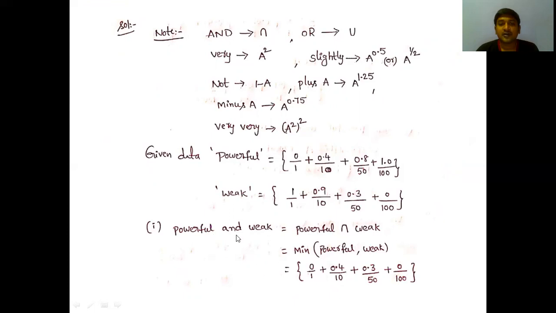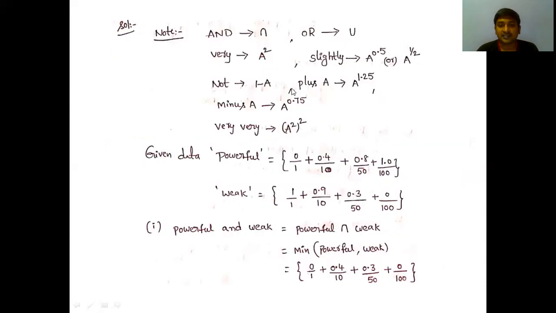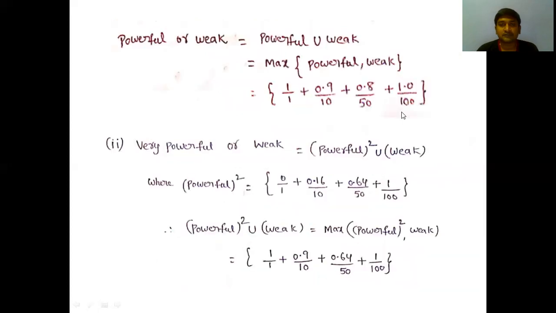So this is the intersection operation between powerful and weak. Similarly, powerful or weak. So "or" is replaced by union. Union in the sense of the maximum of powerful, weak. Observe here, the maximum values are 1, 0.9, 0.8, and 1. So this is powerful or weak. Similarly, the second one, very powerful or weak.